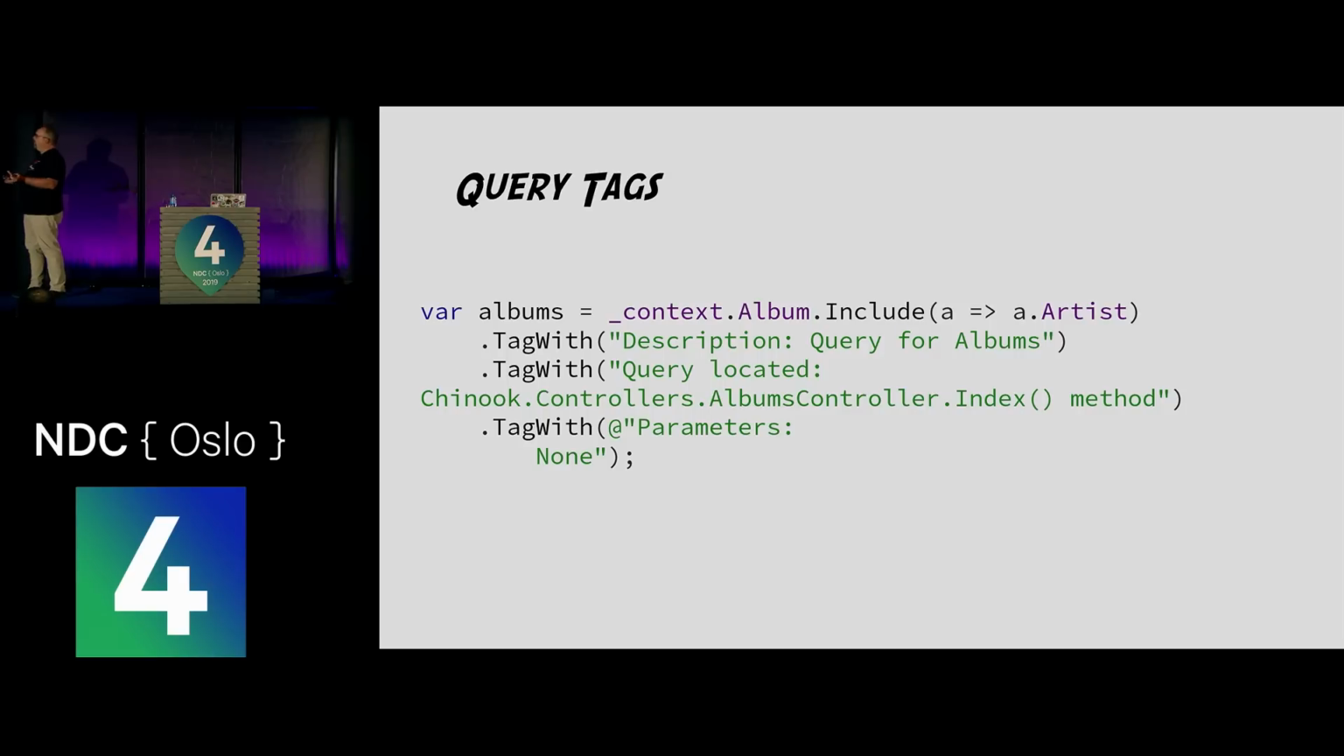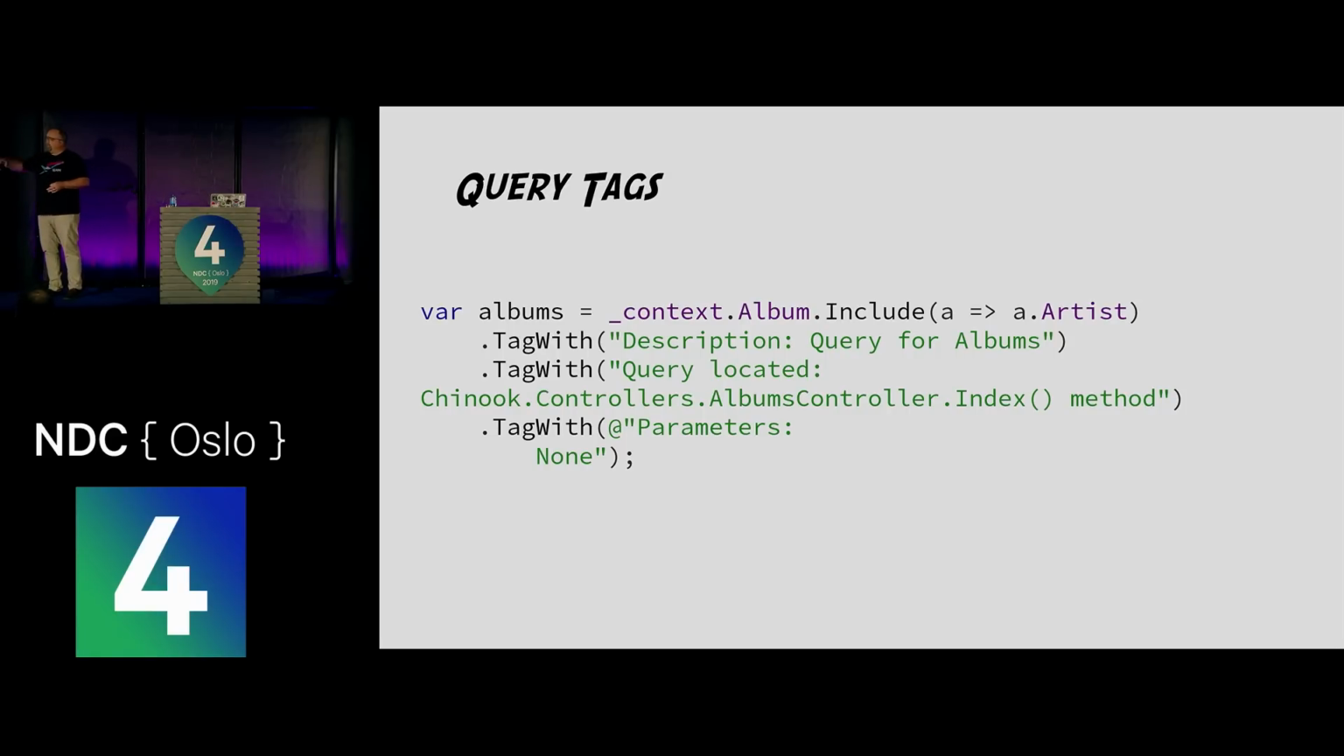So here's what I do with all of my LINQ statements now that I write. I have 3 TagWith statements. One is a description of what that query does. The next one is a full name path for the method that the query comes from. So in this case, it is Chinook.Controllers.AlbumController.Index, and I just say method at the end.